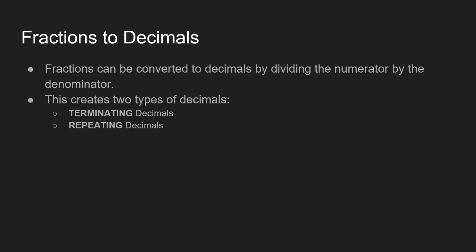While rational numbers are defined as fractions, we can convert any fraction to a decimal simply by dividing the numerator by the denominator. This can create two types of decimals, the first one being a terminating decimal, and the second one being a repeating decimal. If you would like to know the nitty-gritty details of converting a fraction to a decimal, check out the Converting Fractions to Decimals video.